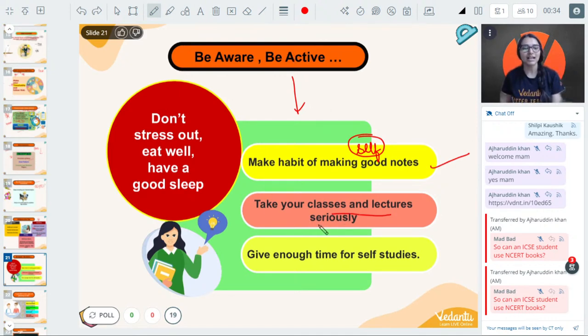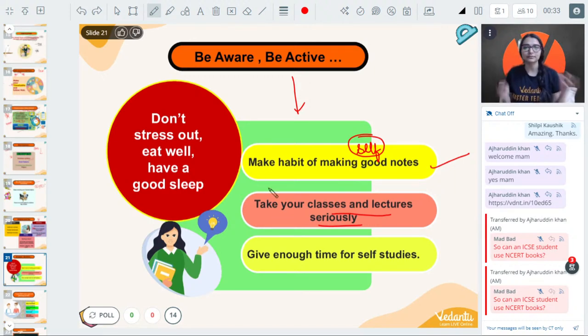Anyway, take your classes and lectures seriously. You don't attend sessions just to pass time, like, okay, Shilpi ma'am is taking a session on YouTube, let's go and attend it. You have to come to my classes with utmost seriousness. I don't mind even if I have one student in the class. I always say that if that student is coming with full honesty with himself or herself, that is what matters the most.